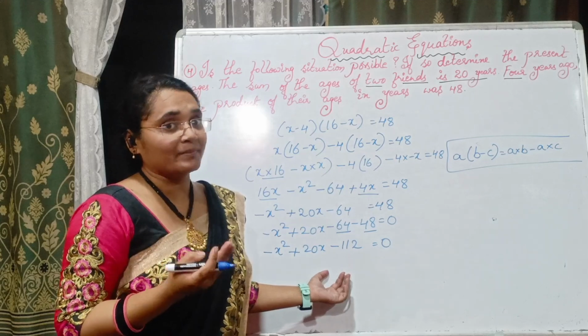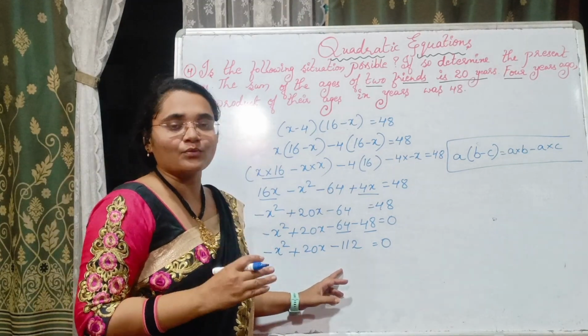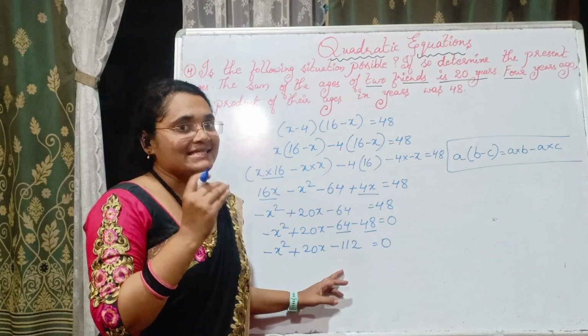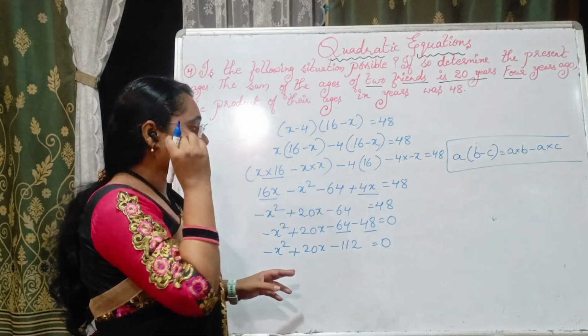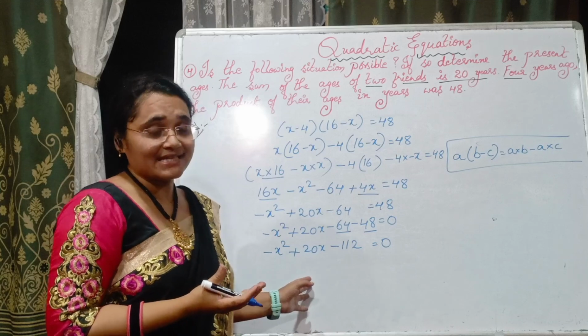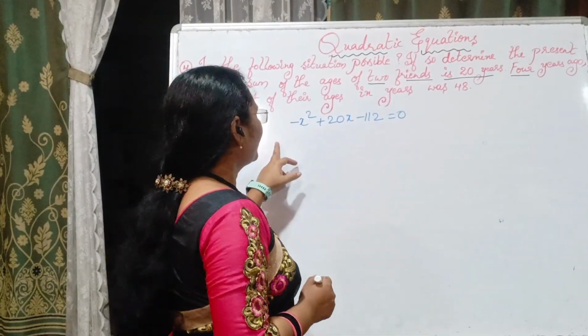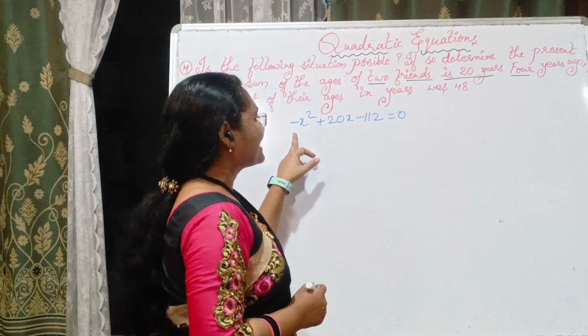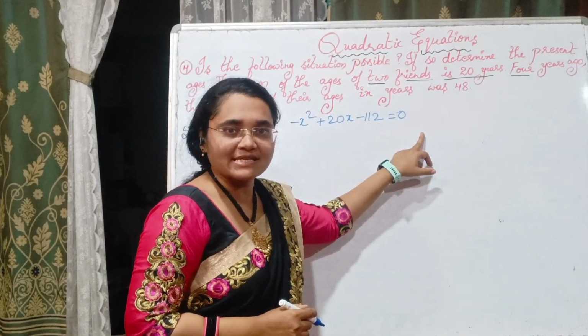Actually, we have two methods to find the roots of the equation. One is splitting the middle term. The second one is by using the discriminant formula. Now we are going to see which is going to satisfy this equation. So I'll do the discriminant formula. Here we got the equation minus x square plus 20x minus 112 is equal to 0.